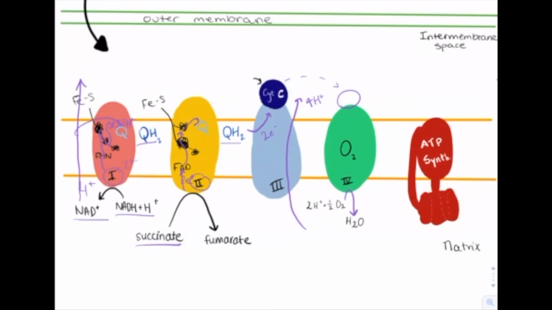Complex 4. Cytochrome C donates its electrons to this complex. 2 electrons, equivalent to 2 cytochrome Cs, are used to reduce 1/2 molecule of oxygen into 1 water molecule. Because we have 4 electrons donated in normal conditions, reduction results in 2 water molecules. Finally, 2 protons are consumed from the matrix and pumped to the intermembrane space.